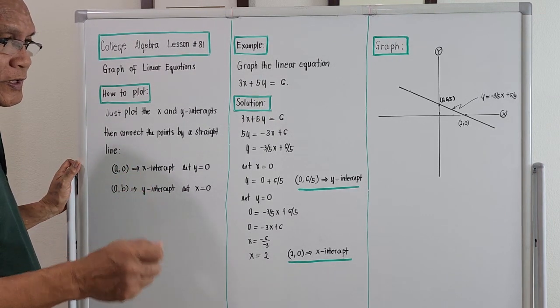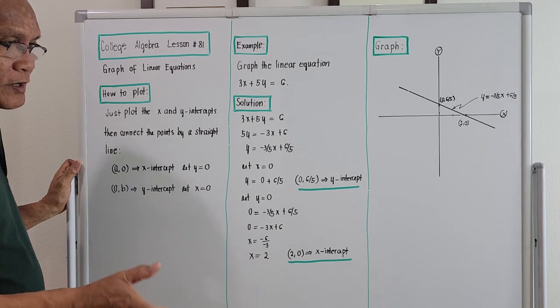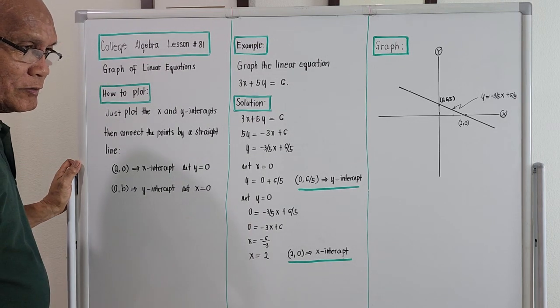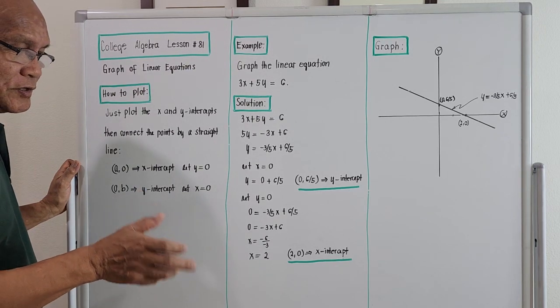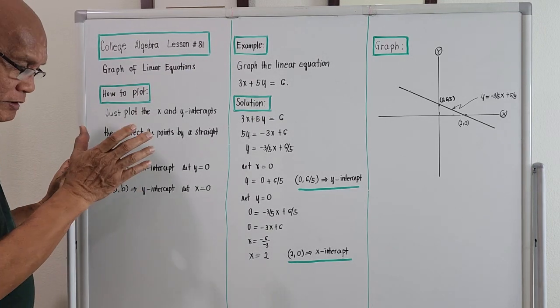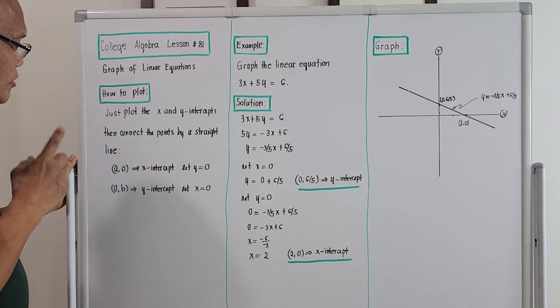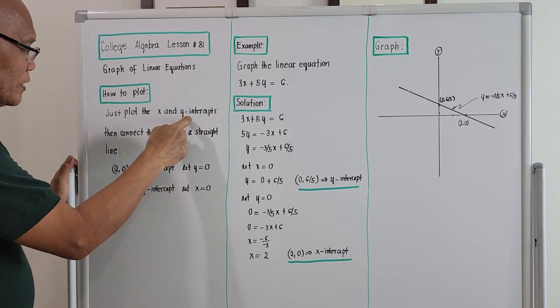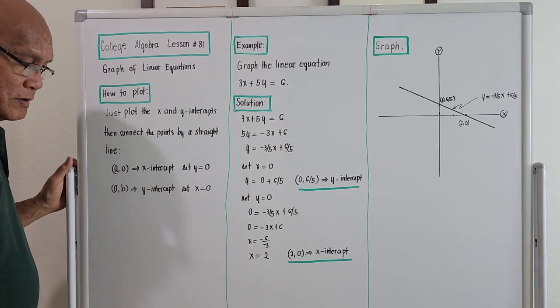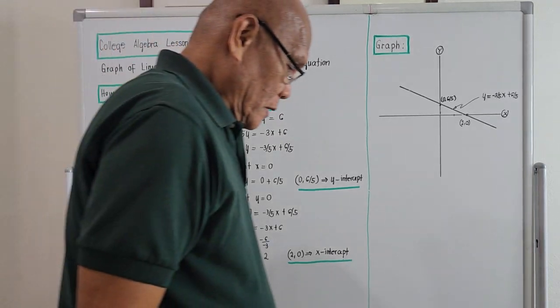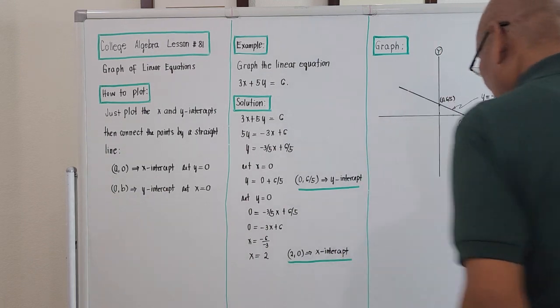Let's try to bring out the concept on how to plot a graph of a linear equation, or simply just a straight line. This is the easiest one. So I will write the concept: just plot the x and y intercepts, then connect the points by a straight line. It is something like this.